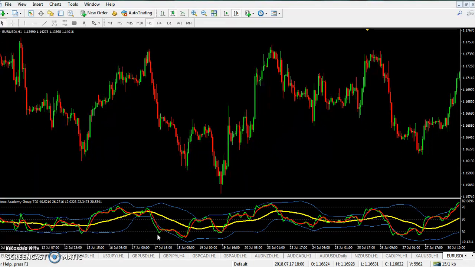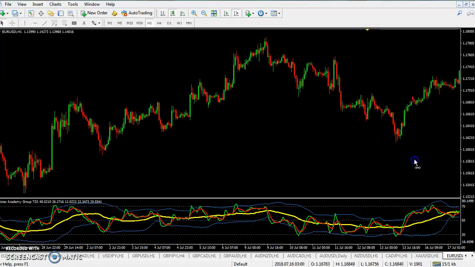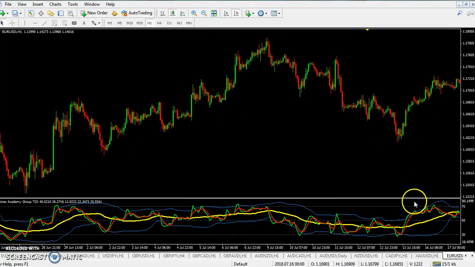Now keep in mind, the more separation between the RSI and the signal line, the stronger the trend. So what happens in this situation? Let's say we entered the market. Let's say you see this coming up, and you start looking at the market and think, okay, something's happening. So what can I do?